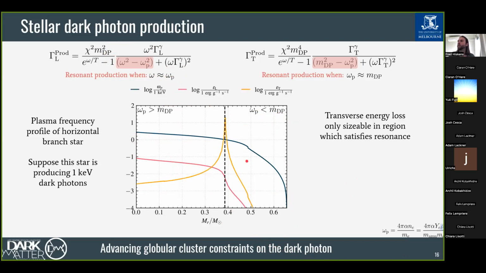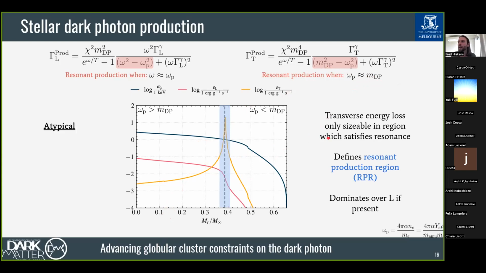Then we can look at the equivalent for transverse dark photons. What you can see is that this energy loss is only really sizable in the stellar region which satisfies this resonant condition up here. This defines what we're calling a resonant production region, which is responsible for the vast majority of energy loss to transverse dark photons. It's important to note that this dominates over the equivalent longitudinal energy loss if such a region is present inside the star. It's worth flagging that this kind of energy loss profile is pretty unique and atypical when it comes to typical stellar energy loss profiles.